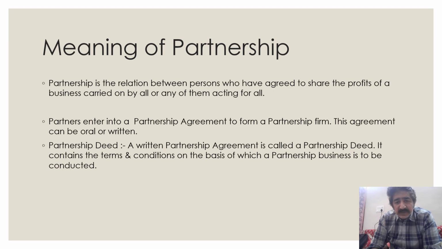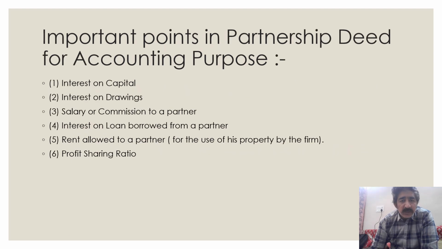It contains the terms and conditions on the basis of which a partnership business is to be conducted. So various terms and conditions, name of the partners, their addresses, many other things are there in a partnership deed. As we are doing accounts right now, I will focus only on those points which are relevant for accounting purpose and which are contained in this partnership deed. Let's proceed with the next slide. Important points in partnership deed for accounting purpose. There are 6 points particularly.